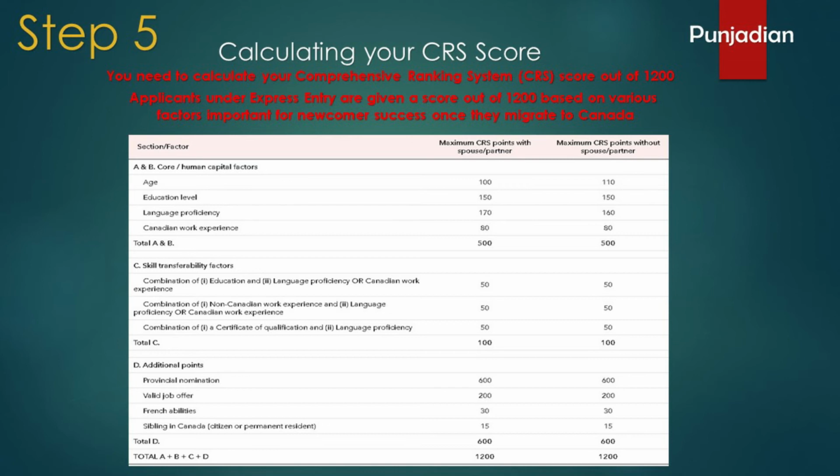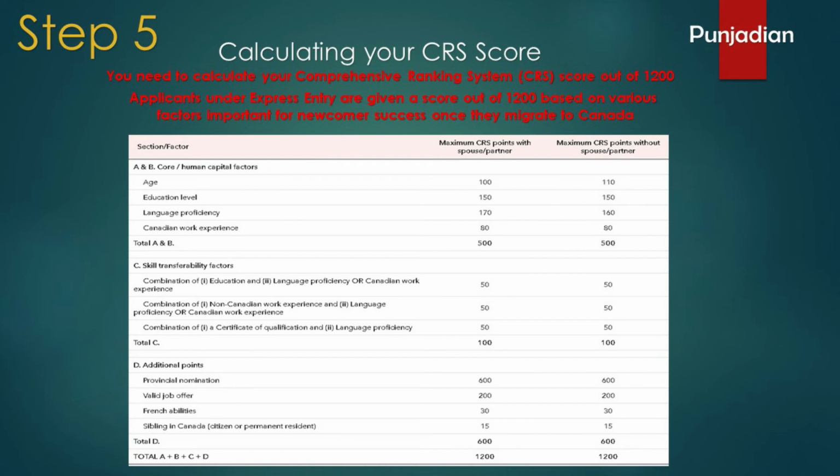Applicants under express entry are given a score out of 1200 based on various factors important for newcomer success once they migrate to Canada. There are two groups under CRS. The first one is CRS points with spouse. The second one is CRS without spouse. For both the groups, you have 4 sections.